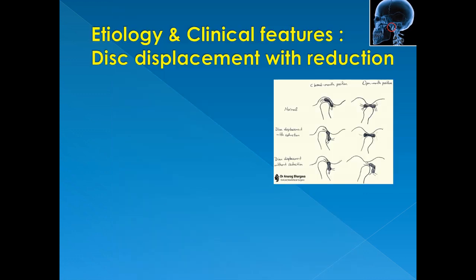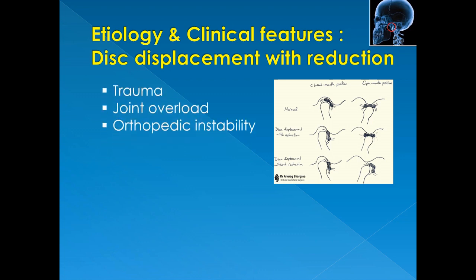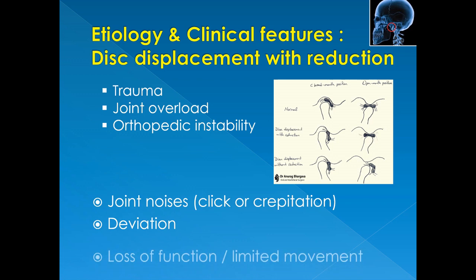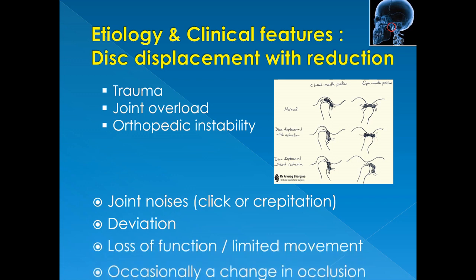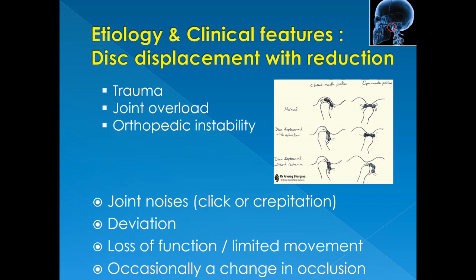Now to the etiology and clinical features of disc displacement with reduction. This disc displacement with reduction is usually a result of elongation of the capsular and discal ligaments coupled with thinning of the articular disc that usually occurs as a result of trauma, which can be micro or macro trauma. The other causes include joint overload, again due to parafunctional trauma, and also orthopedic instability. The clinical features include joint noises, deviation of the mandible to the affected side, loss of function or limited movement, and also occasionally a change in occlusion.